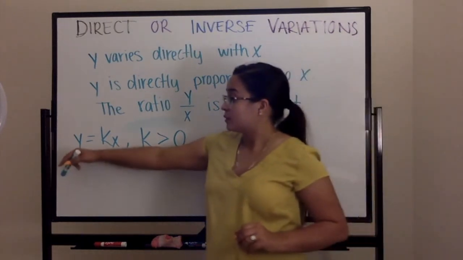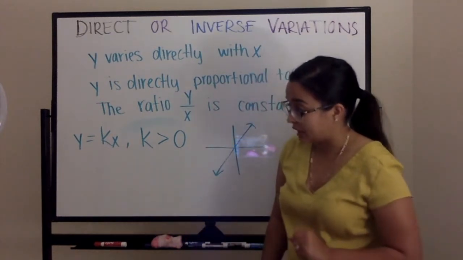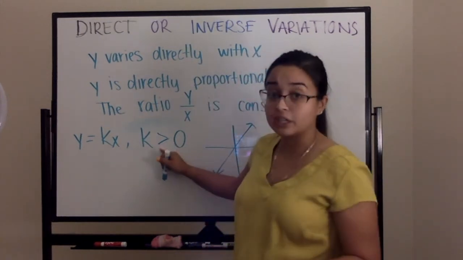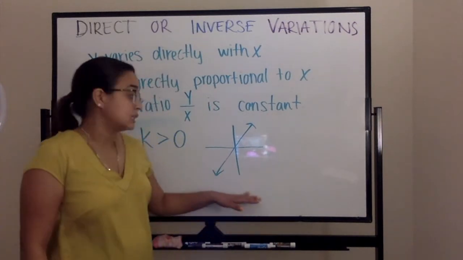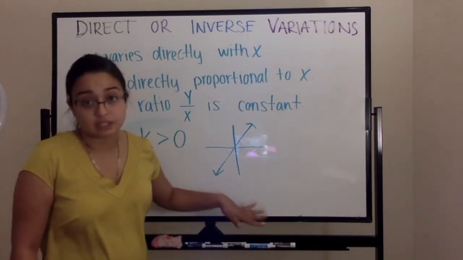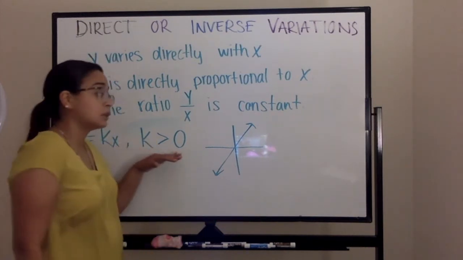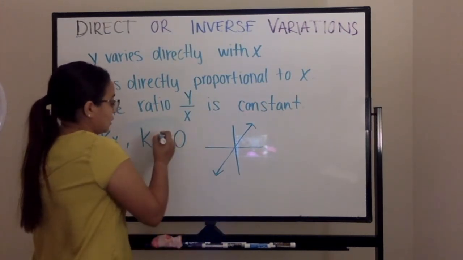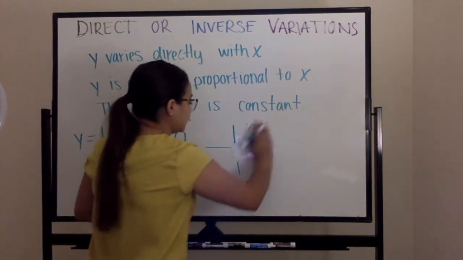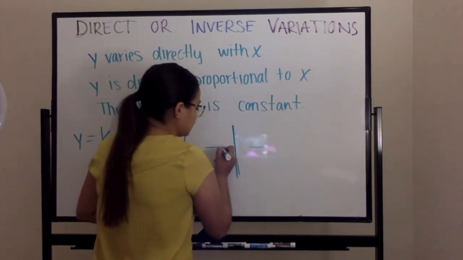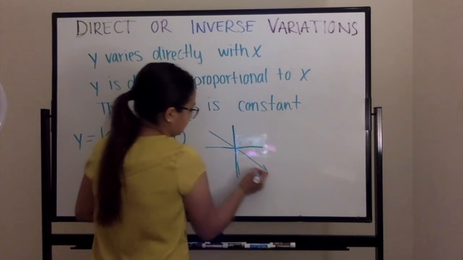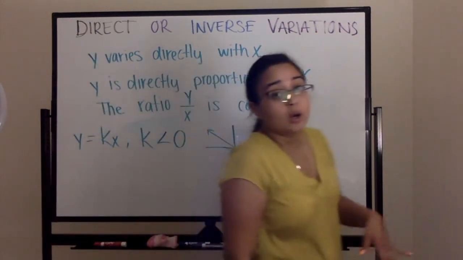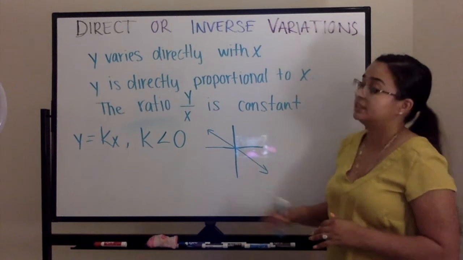So where you have your equation y equals k times x, and k is greater than 0, this is what your direct variation will look like, okay? When k is greater than 0. Now what if k were less than 0? In this case, our direct variation would look like this, which is in the opposite direction. So when k is less than 0, this is what our direct variation would look like.